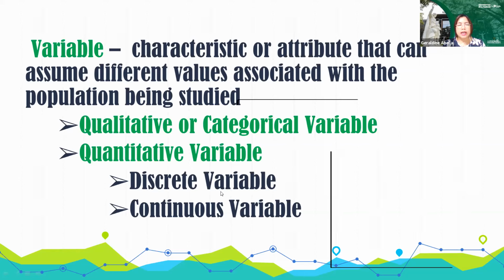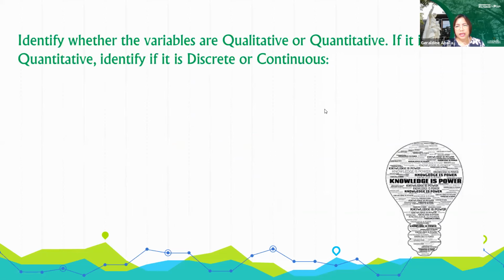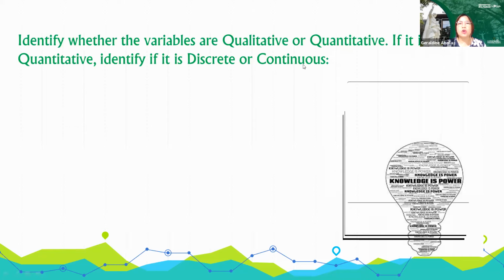And other variables, again, continuous quantitative variables. So the difference is discrete, you count the values; continuous, you measure the values. Let's have a quick review on this. So you give me the answer in the chat box. Determine whether the variable is qualitative or quantitative. If it is quantitative, tell me if it's discrete or continuous.